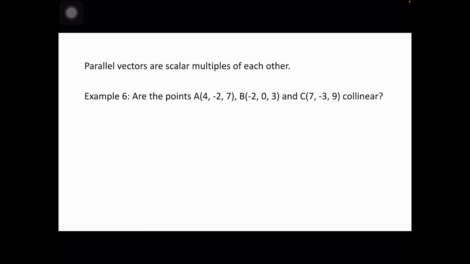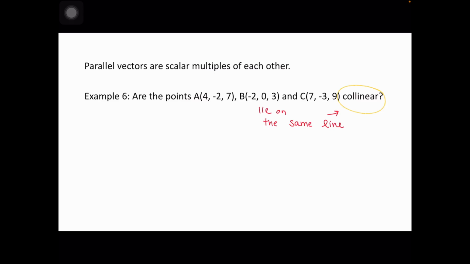Let's see, finally I've got one more example I want to run through. Example 6, are the 3 points collinear? So we've got point A is 4, -2, 7, point B is -2, 0, 3, and point C is 7, -3, 9. So first of all, are these points collinear? That word just means, do they lie on the same line? So if I were to graph them, do they all lie on the same line?